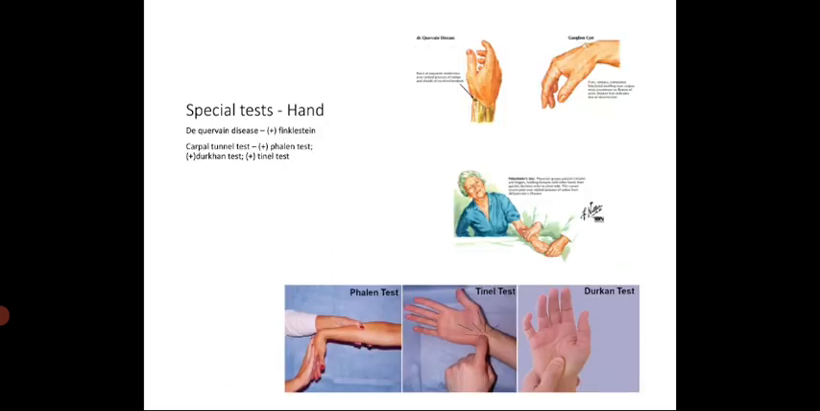Next test that we do is usually the Finkelstein test when we're thinking about a diagnosis of De Quervain's disease. Another thing that we usually note for in the wrist would be any ganglion cyst, which would usually occur in the third or fourth compartment. Another test would be the Phalen test, and the Tinel test, and the Durkan test for carpal tunnel injuries or carpal tunnel syndromes. So the most important of which would be the Durkan test.